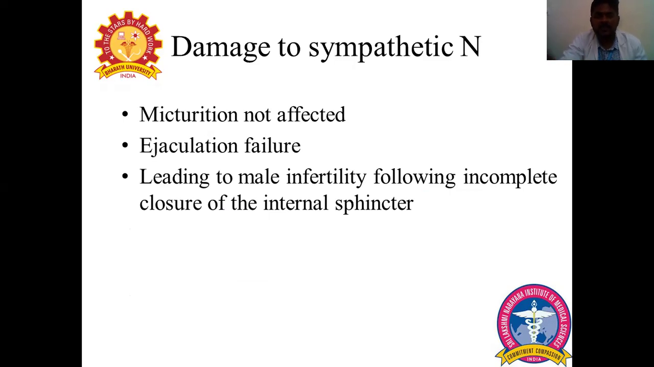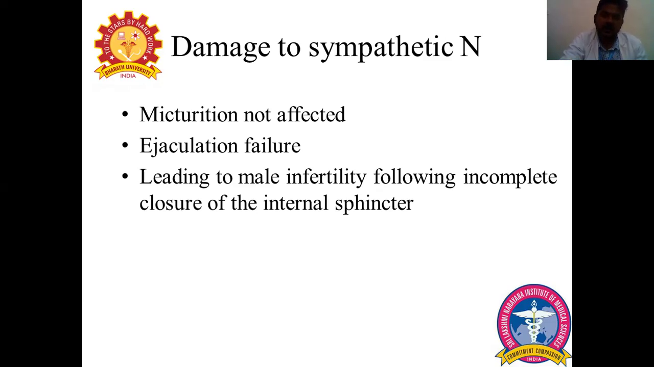If the sympathetic nerves are damaged, micturition is not affected because they are not helping in micturition. So what will be the problem? Ejaculation failure will be there. Why? Because what are the sympathetic nerves doing? Sympathetic nerves are causing relaxation of the detrusor and contraction of the internal urethral sphincter. So they close the internal urethral sphincter.